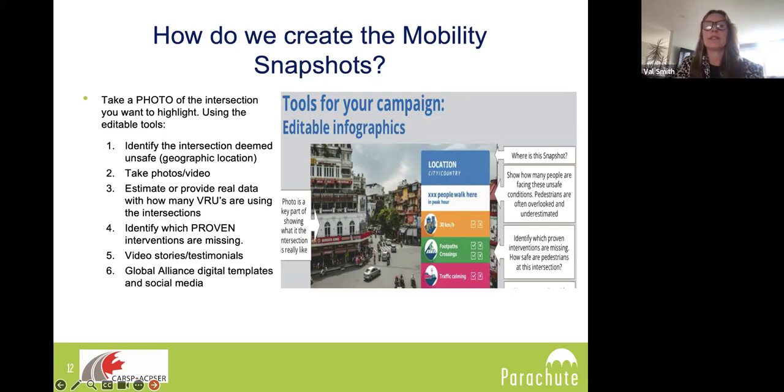Finally, the Global Alliance has developed digital templates for you to take all of this information, your photos, your videos, and convert them into turnkey graphics and storytelling images that can then be shared during the Commit to Act campaign or that can be leveraged for your own particular awareness raising activities.